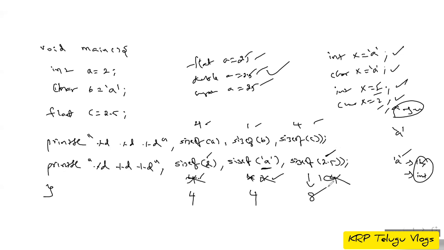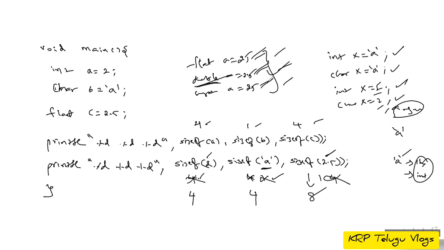Why will it take double only, sir? That is predefined. If you don't specify anything, it has to take one data type, so they have given it as double. If you don't specify whether the value belongs to float, double or long double, by default it takes double.